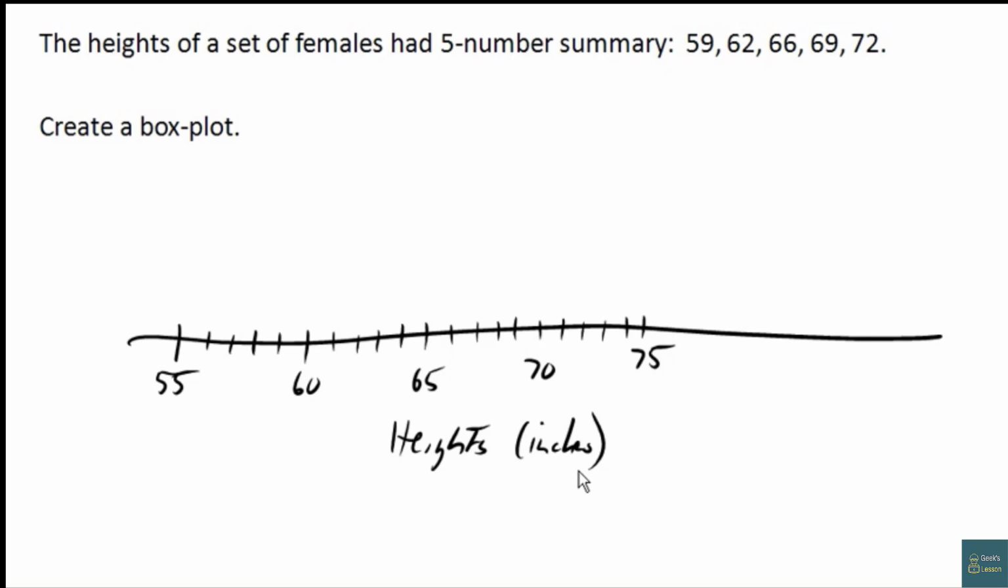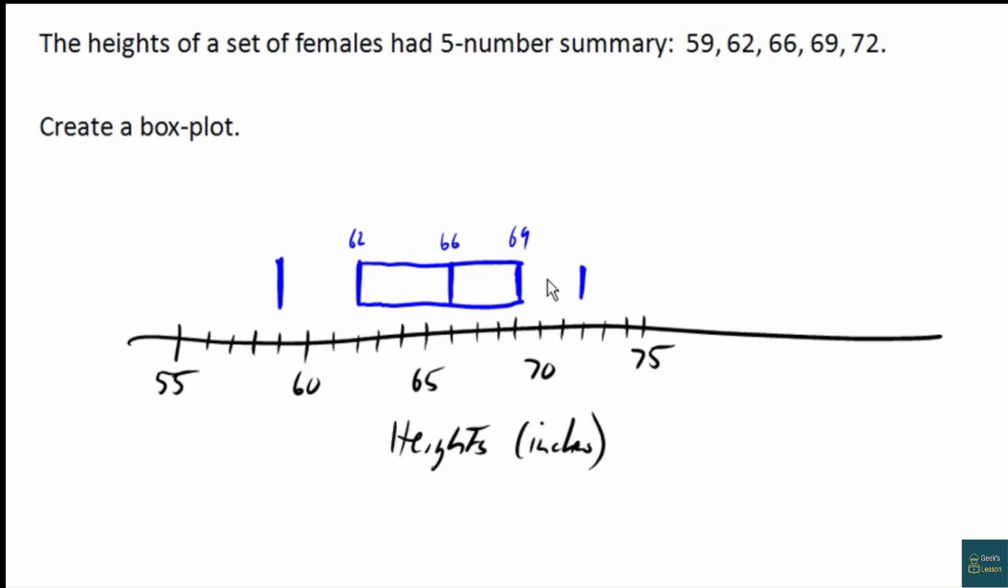And now we're going to construct our box plot. So the idea is at each of these values, I'm going to draw a vertical line. So I'm going to draw a vertical line at 59, at 62, at 66, and at 69, and at 72. Now I'm going to create a box ranging from quartile 1 to quartile 3. So starting here at 62, up to 69, with 66 in the middle. You don't necessarily have to label those values, but it can come in handy.